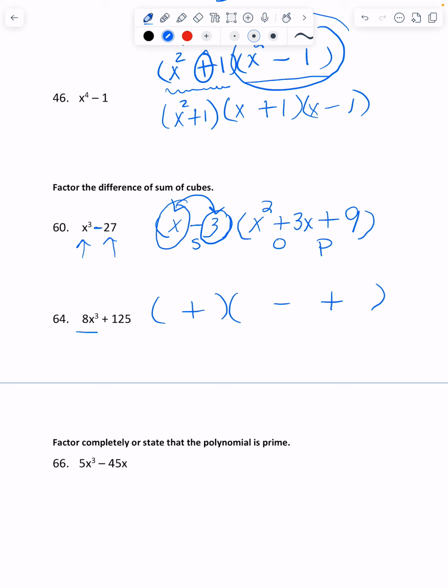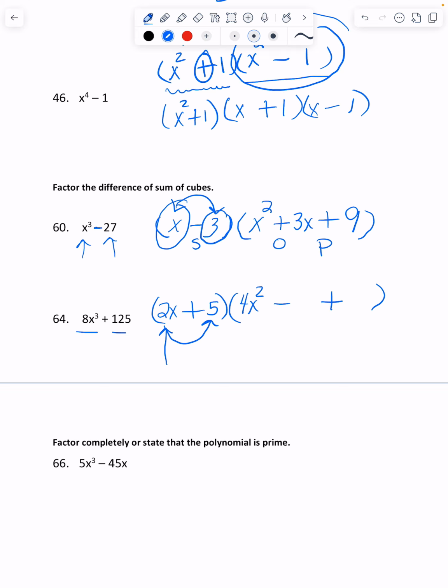What do I cube to get 8x cubed? That would be 2x. What do I cube to get 125? 5. Square the first term. So if I square 2 and I square x, I get 4x squared.